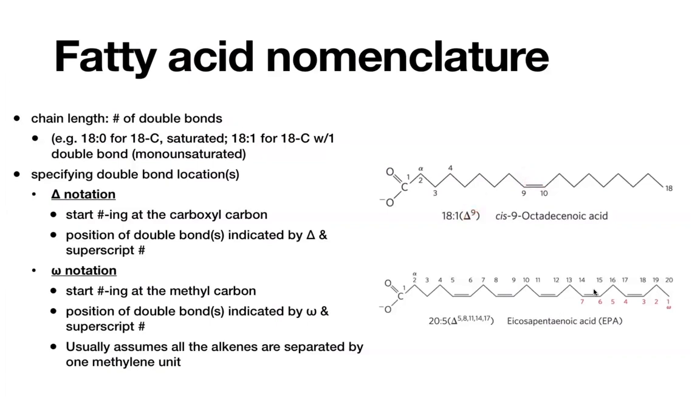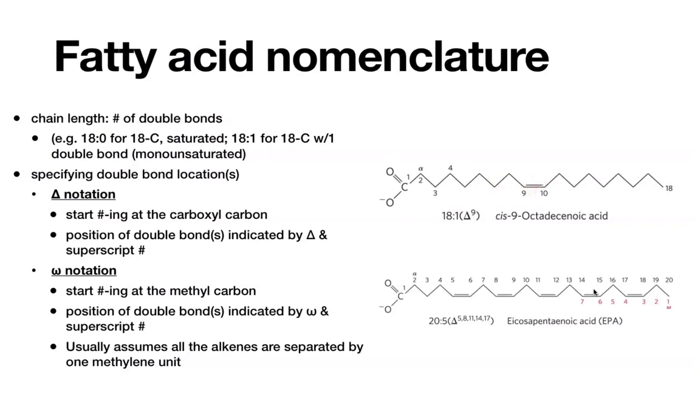And so we would write this as delta 9. Okay, so this is the delta notation, but what about the omega notation? With the omega notation, here we start at the methyl carbon, at the other end. You can remember this because omega is the end letter of the Greek alphabet, so we start at the end of our fatty acid and then count backwards: 1, 2, 3, 4, 5, 6, 7, 8, 9. In this case, it's also going to be a 9, but it won't always work out that way.